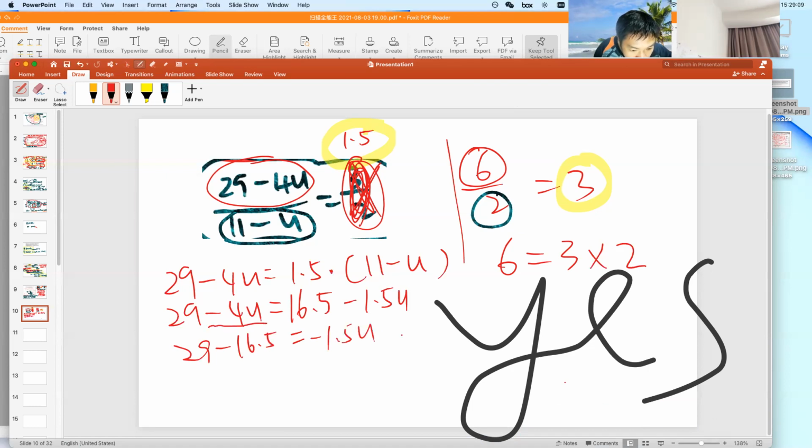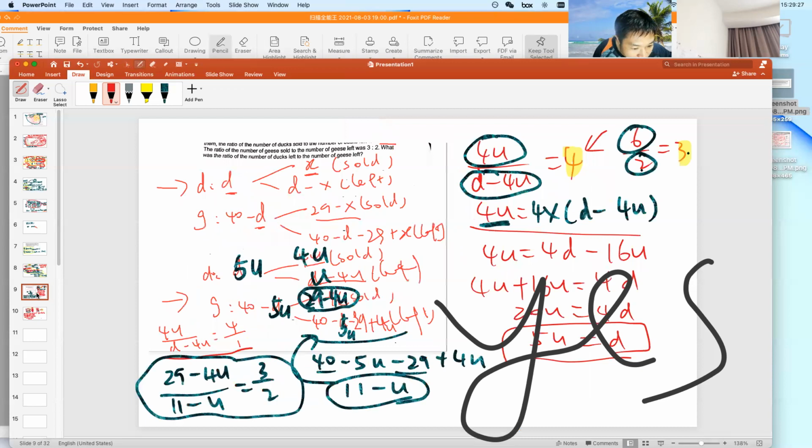This is minus, so bring over plus. So you will end up with 2.5U. Then this will be 12.5. So U is equal to 5. Okay, so U equals 5. So when U is equal to 5, let me get this branch over.